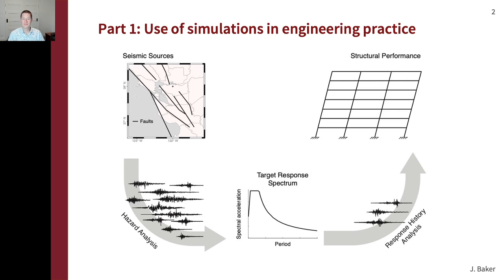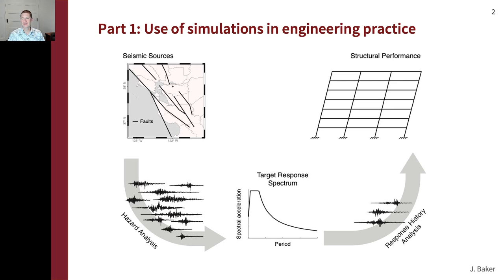On the bottom left, for the hazard analysis, we're going to need very large numbers of simulations, potentially, in order to assess ground motion amplitudes from a range of seismic sources. And it's really the amplitude of shaking measured via response spectra or some other metric. That amplitude is really the important part of the ground motion time series when it's simulated.